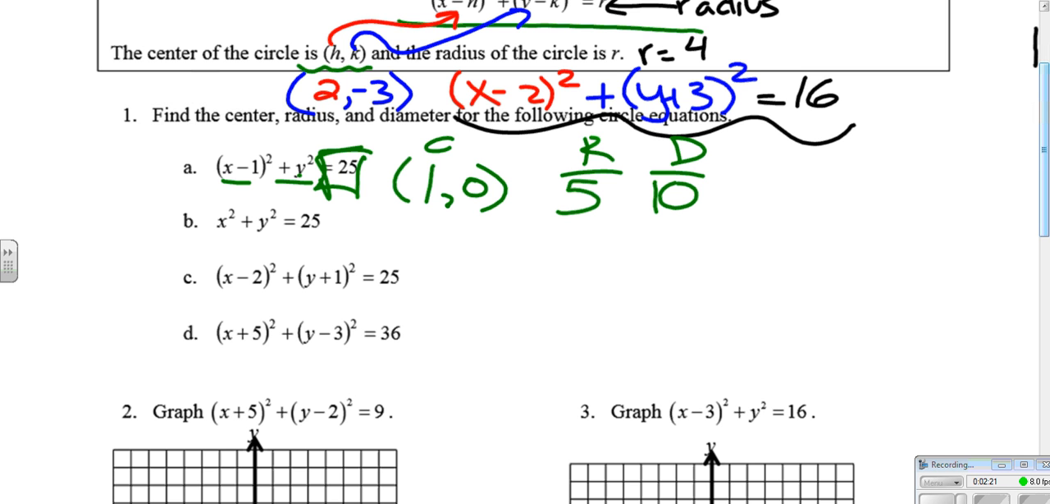All right, let's take a look at B. If you notice in both of these, there's nothing being added or subtracted. So that means that our center is at the origin. It's at (0, 0). Okay, and I'm working with it set equal to the same number. So the radius is 5, because the square root of 25 is 5, and my diameter is 10.